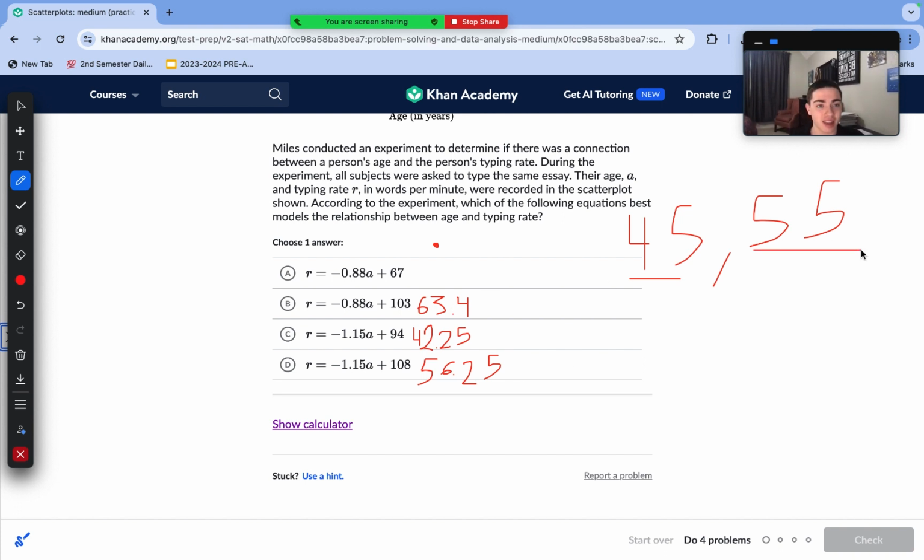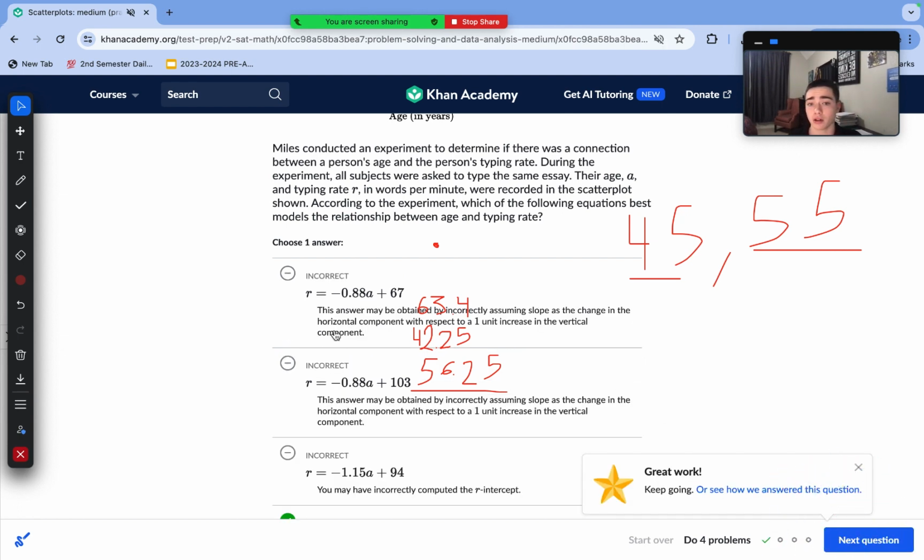When substituting this value of 45 in for A, we can see that our most obvious answer, the closest to that 55, is going to be answer choice D, because we yield 56.25. This is a strong indicator that D is going to be our correct answer choice. I recommend using this method for all you guys. So answer choice D is correct. Let's move on to question number 2.